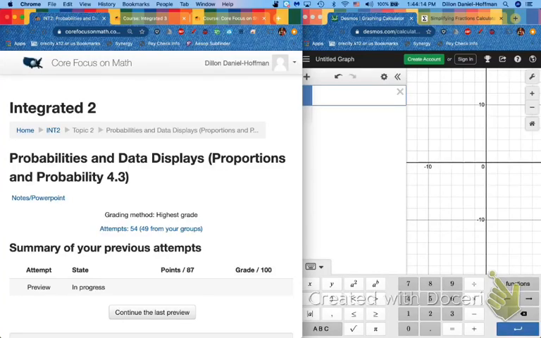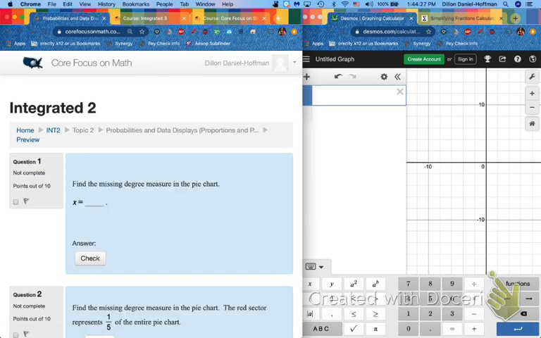Probabilities and Data Displays, the third probability assignment in our probability unit. Let's dive in. As we do, make sure that you have your Desmos calculator and your fraction reducer. We'll need both of those throughout this unit.